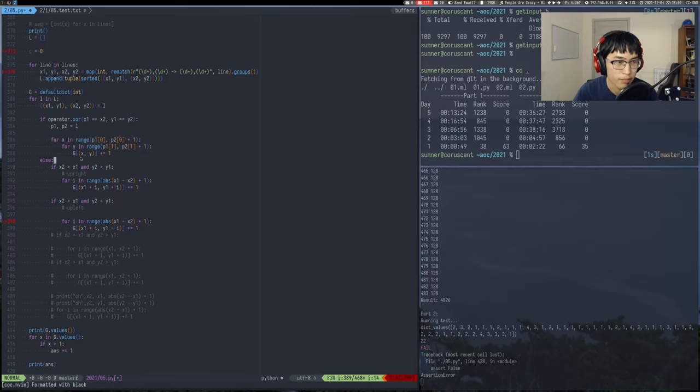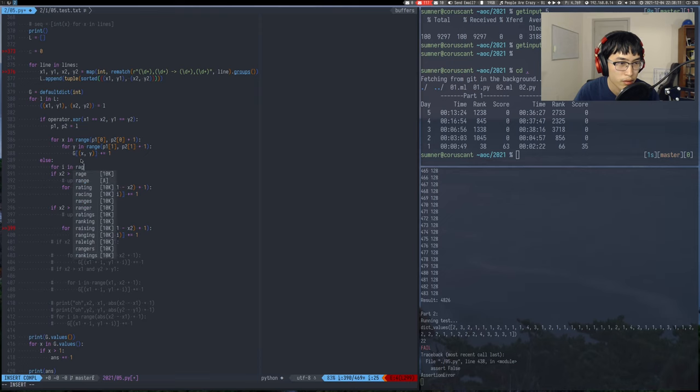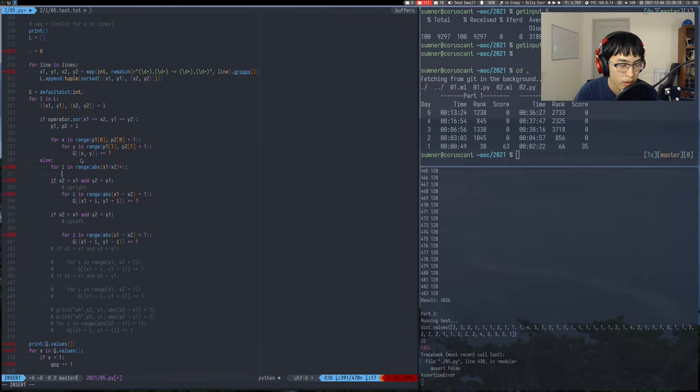Okay, so I can clean this up. V of x1 plus I. Right, because the y values aren't necessarily sorted the same way. If the x value is increasing, so this always works because I sorted to make sure that was the case. But for this one, you have to determine which direction. So y1 plus I.